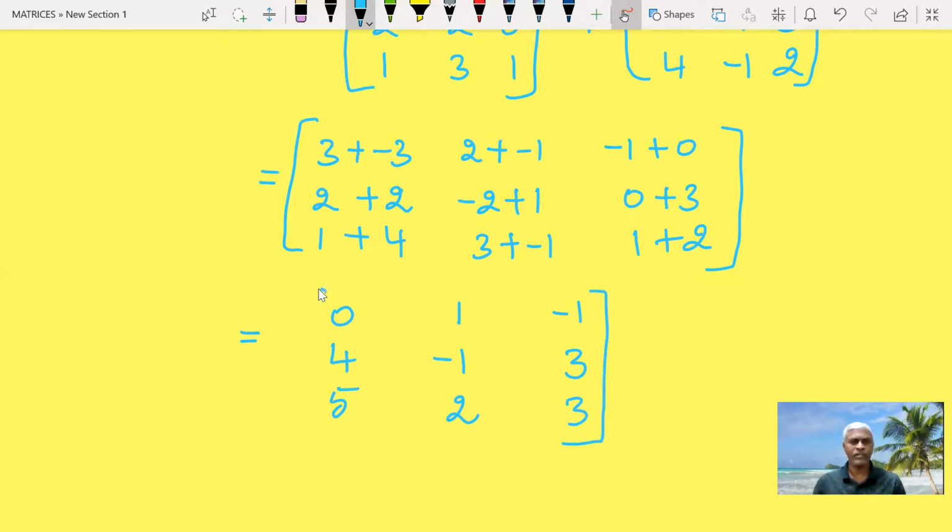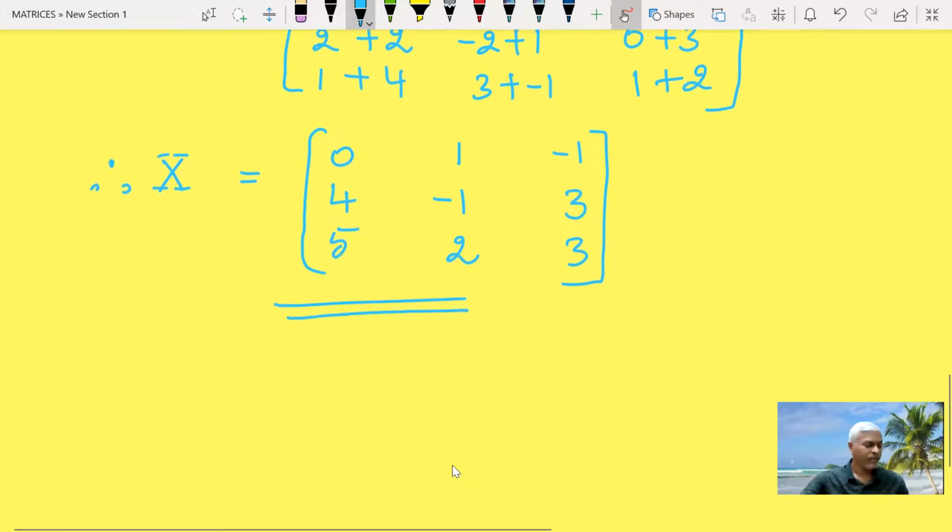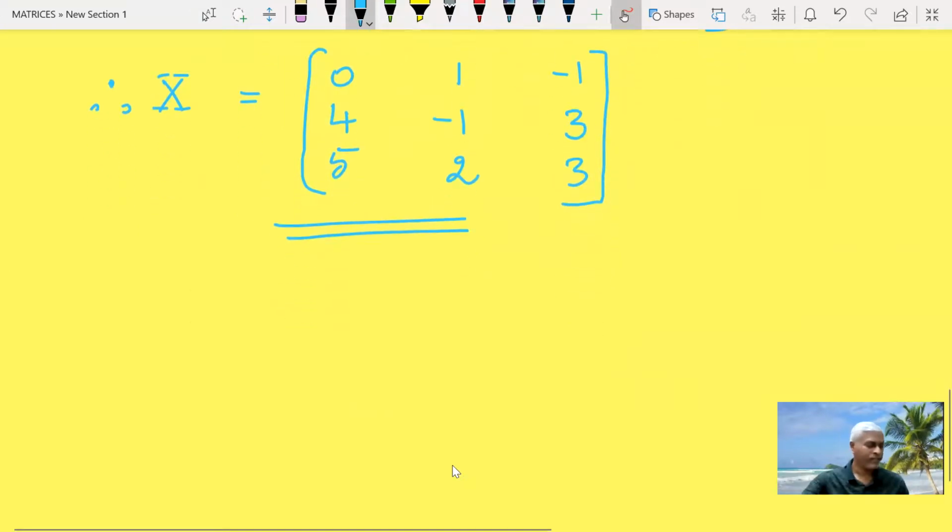So this is A plus B. So this is the required matrix X. So X is equal to this one. This is nothing but simple addition of two matrices. So next, let us take another problem from the textbook.